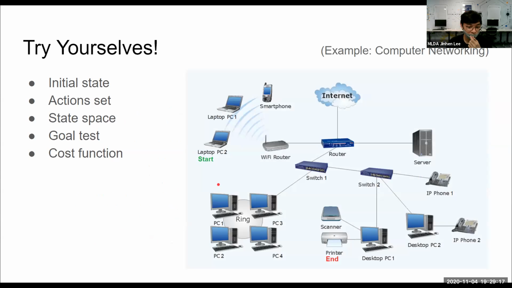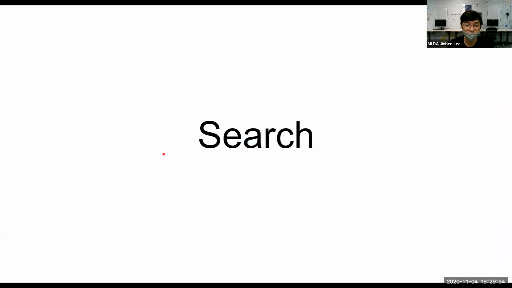So this one you can try yourselves later. I think I'll be sending the slides to you guys after the event. So maybe you can try this yourselves. What are the initial state, the action set, the state space, goal test, and cost function. So now we'll move on, and I think I'll pass it to Jinhan now to talk about search.